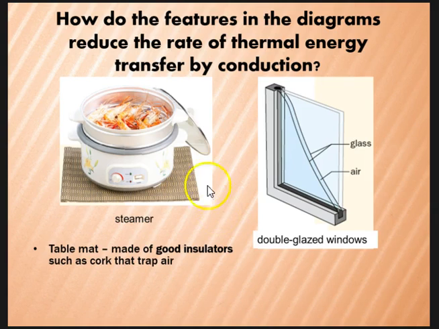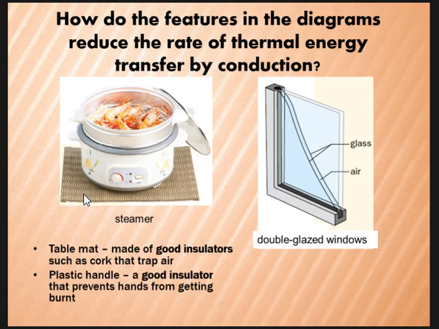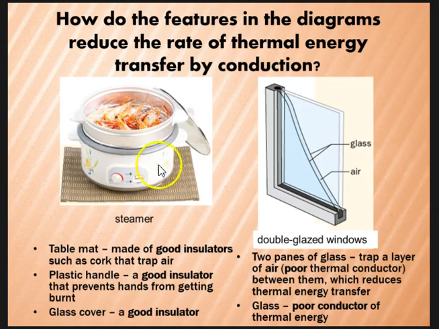So let's look at a steamer. The steamer is usually placed on a table mat. Table mats, being non-metals, are very good insulators, and as a result, they will prevent heat from being conducted away from the pot onto the table. Now, we also see that plastic handles are designed into this appliance in order to allow us to handle it with care. Plastic, being a good insulator, prevents the user from getting burnt. We also see that we use a glass cover. Glass, being a non-metal, is also a good insulator.